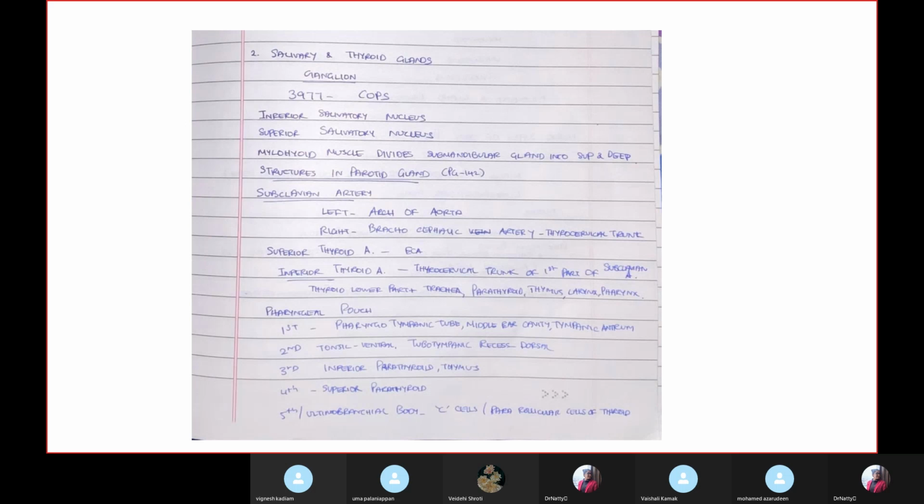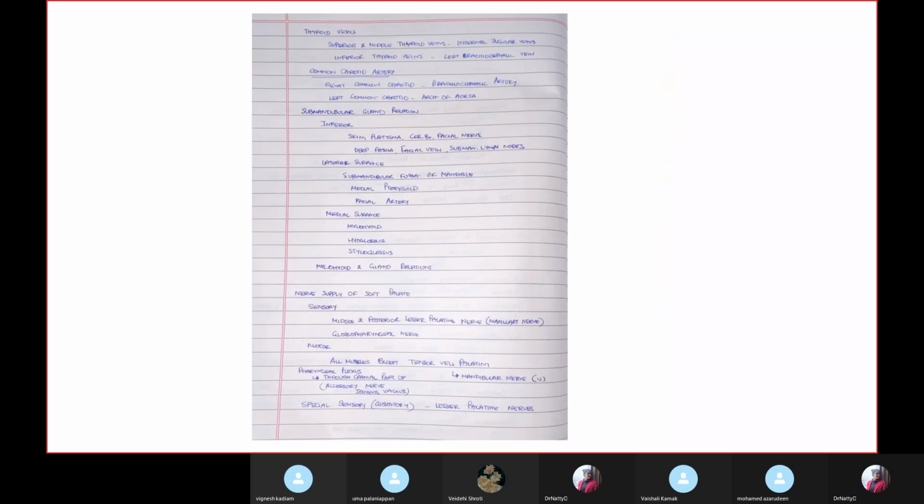Structures within the parotid gland, inside the parotid gland, only the facial nerve is there. If it is outside the parotid gland, apart from the facial nerve, the auriculotemporal nerve is also involved with the parotid gland. Then pharyngeal pouches: the fifth pharyngeal pouch, the ultimobranchial body. It is also called the ultimobranchial body. The C cells or parafollicular cells of the thyroid gland are derived from that. Third pharyngeal pouch, inferior parathyroid. Fourth pharyngeal pouch, superior parathyroid.